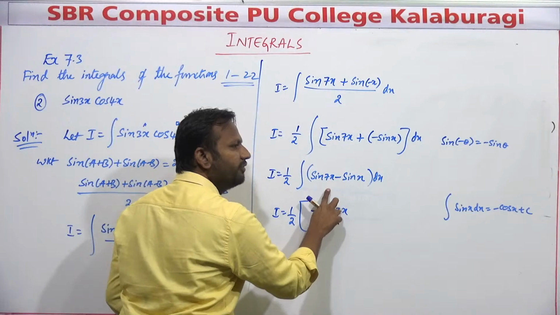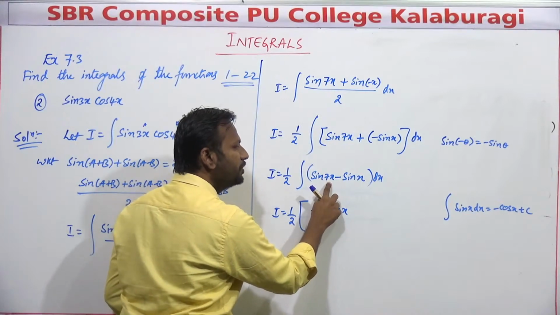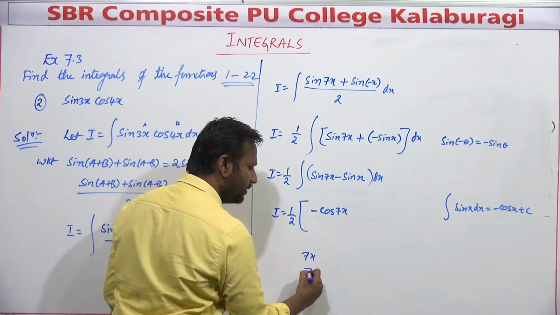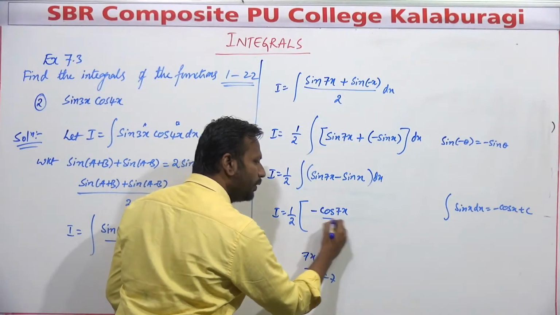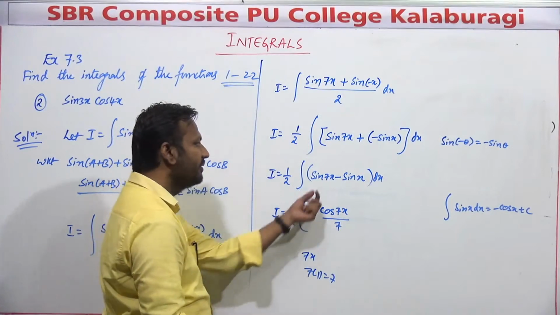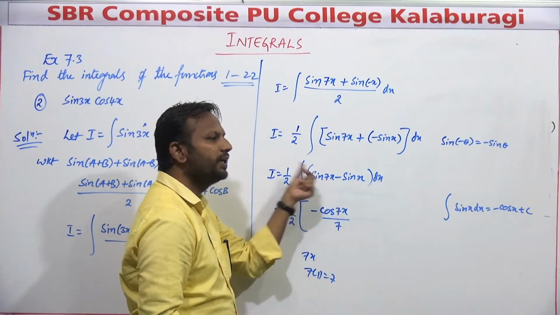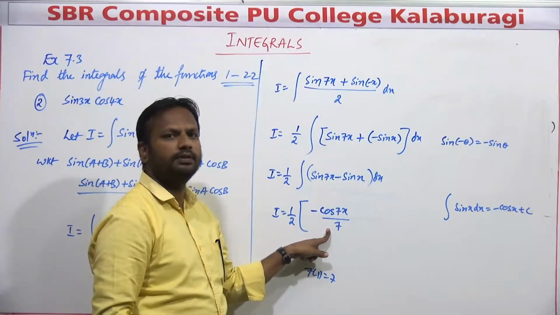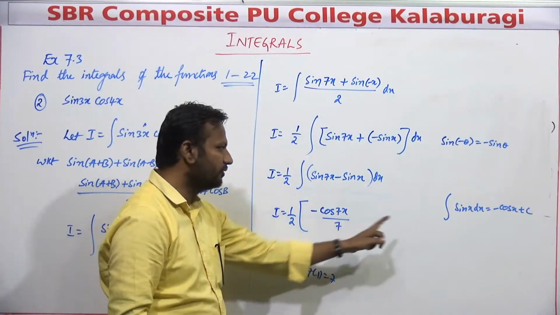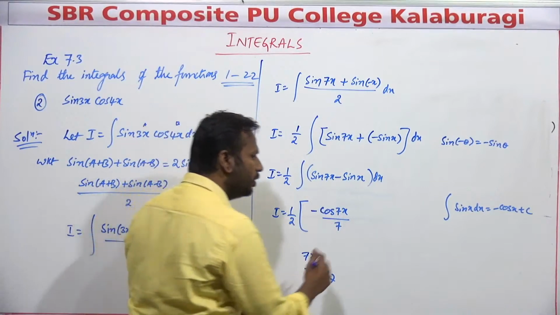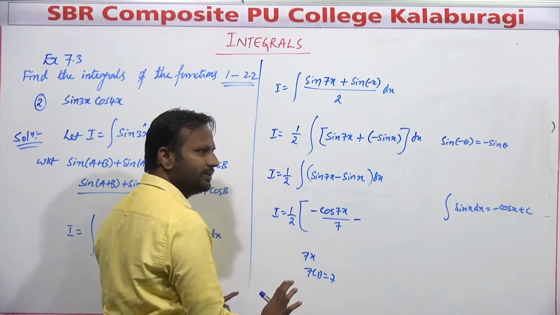But the inner function is a linear expression. Differentiate 7x. Differentiation of 7x is what here? 7 into 1, that is 7. That you have to divide here. If you have the inner function as a linear form, you differentiate it and divide by it in the formula here. Integration of sin is minus cos and differentiation of 7x is 7, that you have to write in the denominator. Minus, keep minus as it is.